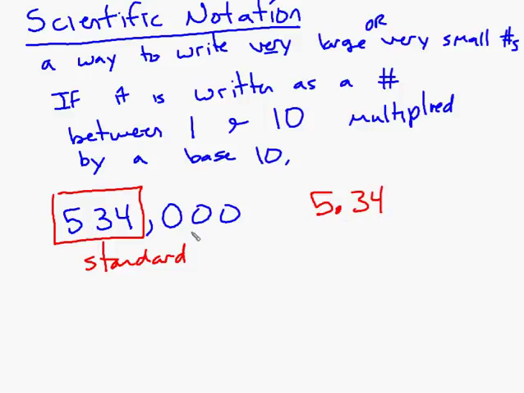Now, the decimal point is actually right here. I'm going to count how many places I moved it. 1, 2, 3, 4, 5. I moved it 5 spots to get it right there. So this is times 10 to the 5th. Go ahead and write that.